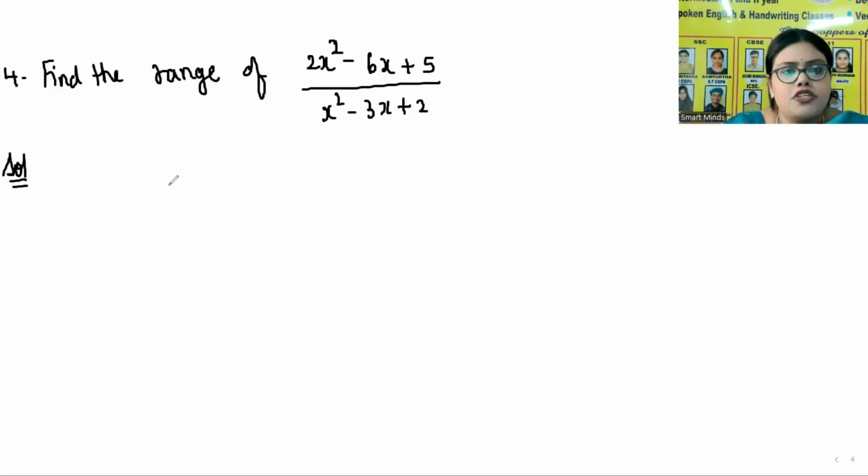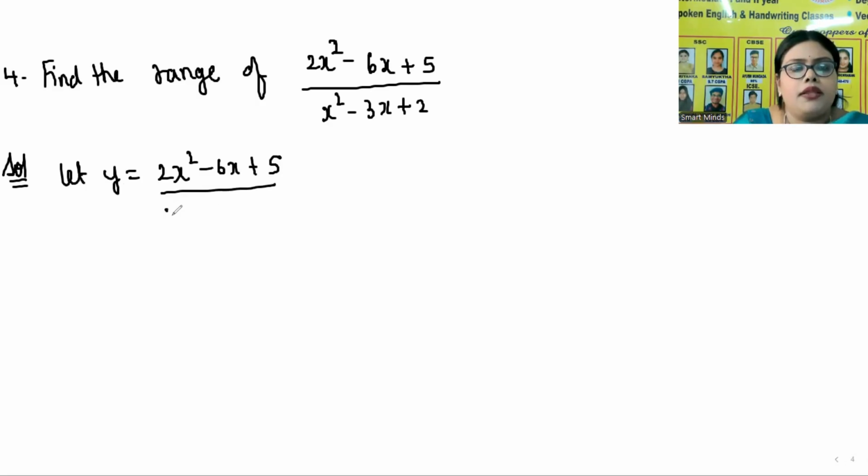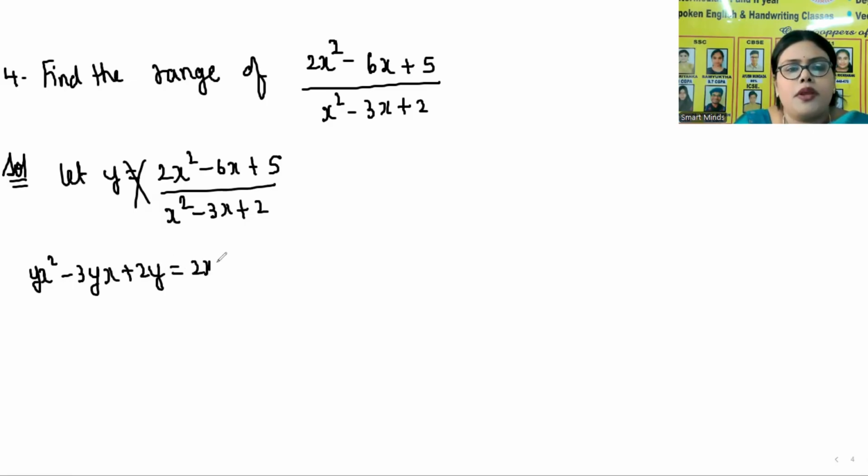Now take the next question. Find the range of 2x square minus 6x plus 5 by x square minus 3x plus 2. So whenever range problems are given, we begin the same way. Let y equal the given expression by x square minus 3x plus 2. Now we need to cross multiply. So we get yx square minus 3yx plus 2y equals 2x square minus 6x plus 5.